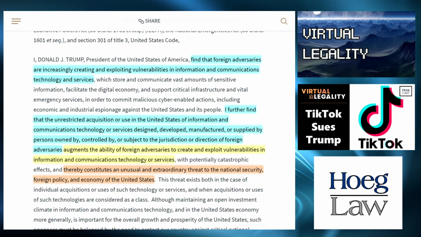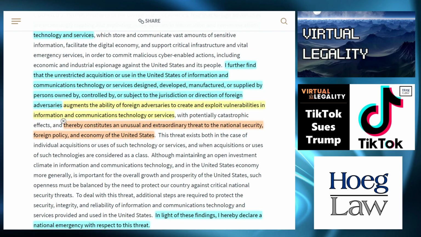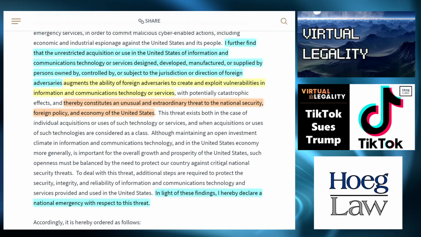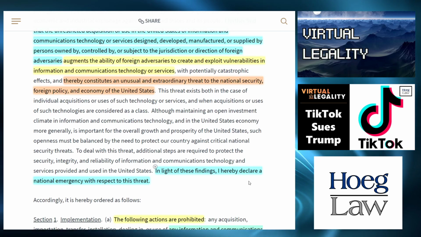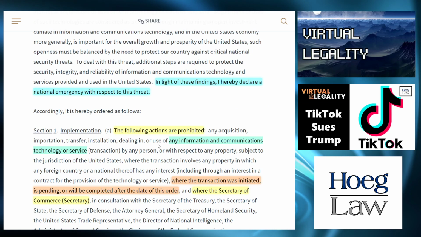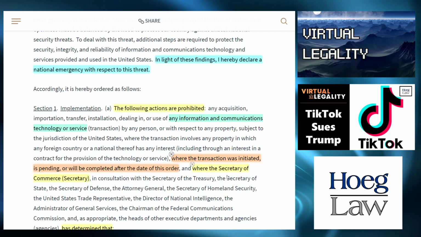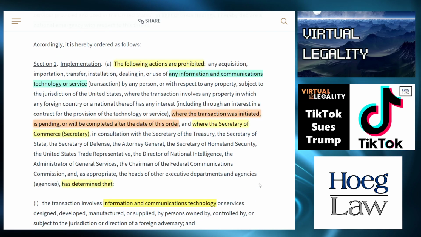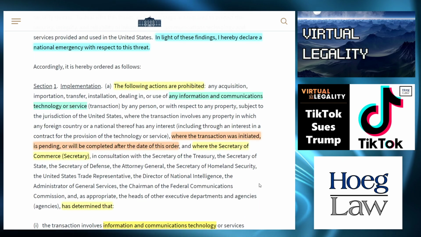You see, the White House, just like every other part of the legislature or government, has lawyers. They can look at the statute as what's required, and they can make sure this orange language is part of a declaration of national emergency. In light of these findings, I hereby find and declare a national emergency with respect to this threat. The following actions are prohibited: any information and communications technology or service where the transaction was initiated, is pending, or will be completed after the date of this order, and where the Secretary of Commerce has determined that bad things can happen from that technology.